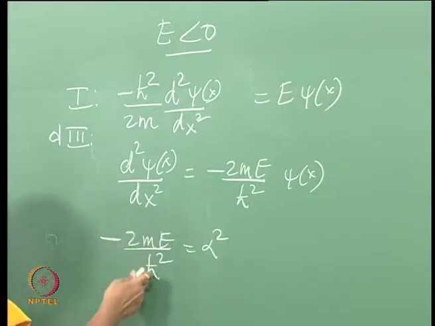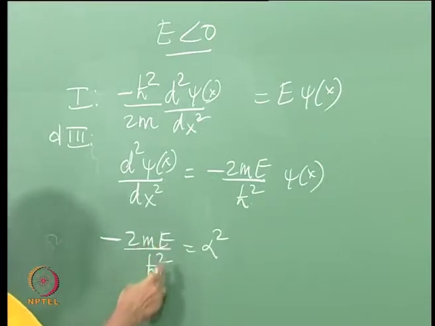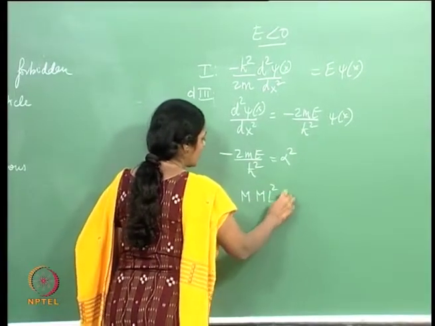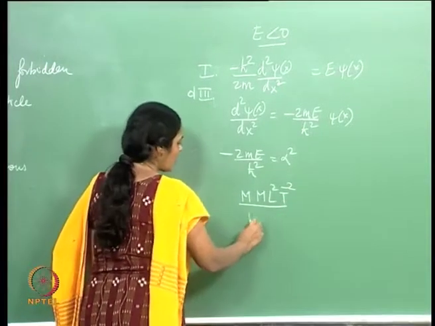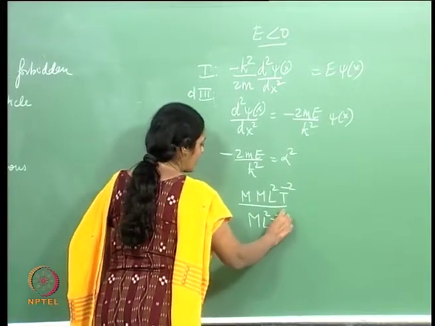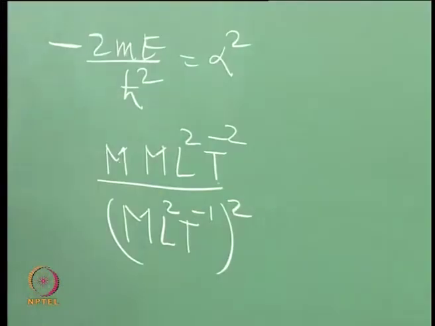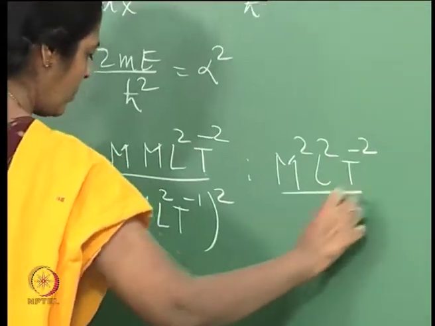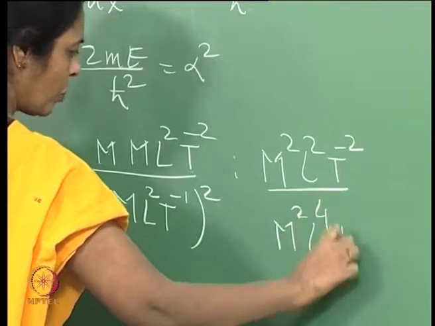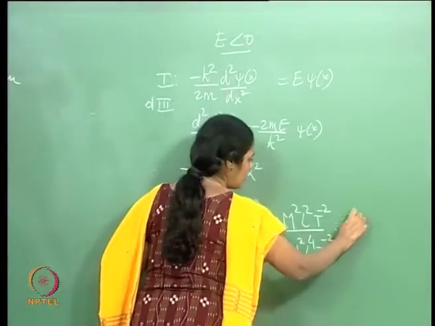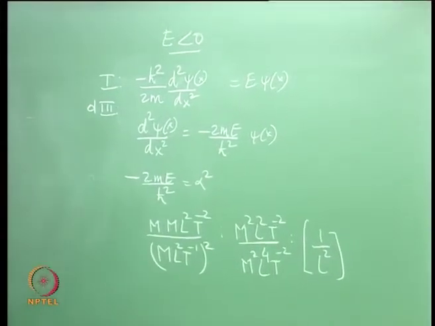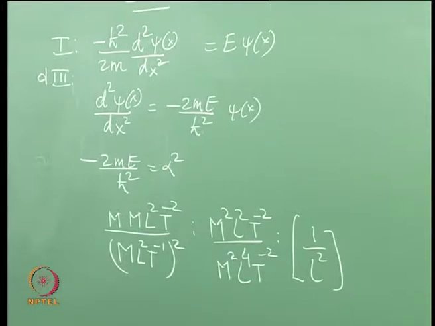Now this object, what are its dimensions? This object, minus 2m E by h cross squared: E has dimensions m L squared t to the minus 2. H cross itself is m L squared t to the minus 1, the whole squared, because there's an h cross squared. That gives me m squared L squared t to the minus 2 by m squared L to the 4 t to the minus 2. And therefore, the dimensions here are 1 by L squared. Therefore, alpha has the dimensions of 1 by length.